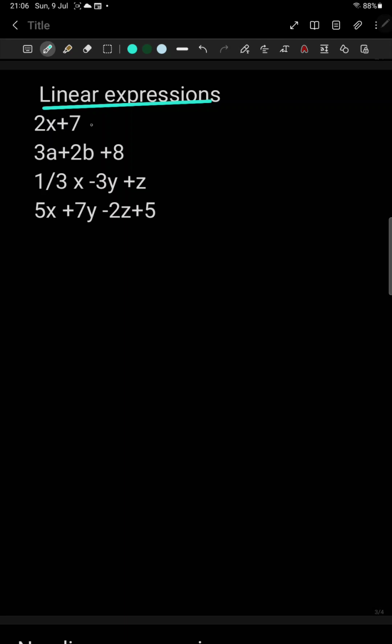The linear expression is an expression in which the index of the variable will always be 1. For instance, in the first expression, 2x plus 7, the index of this expression means the power of this variable is 1. It is not written. When it is not written, its power is only 1. So the power of x is 1, so it is the linear one. We will say it is linear.